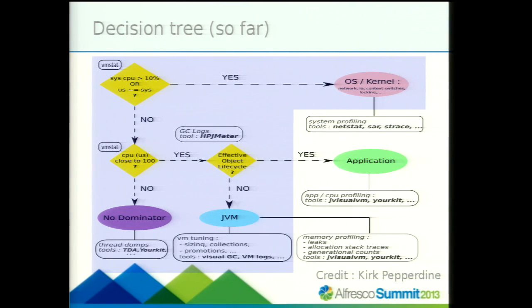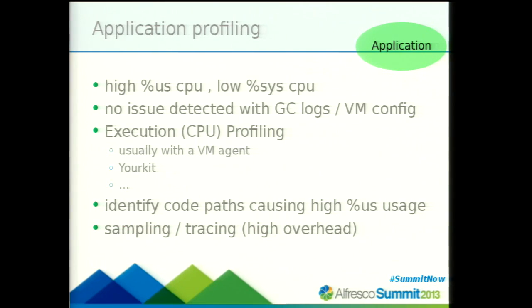We have now to cover the last part of the presentation. The last part is if there's no problem with the GC, the CPUs are still quite high, and system CPU is not really used, then you want to look at the actual application itself, algorithms or CPU burning methods or whatever. And for that, if you have high CPU, low system CPU, no problem with the JVM, then you would do execution profiling.